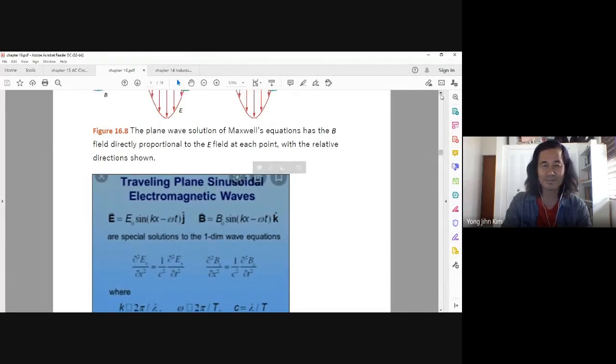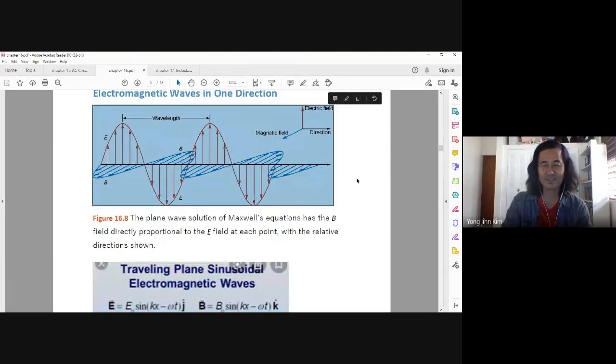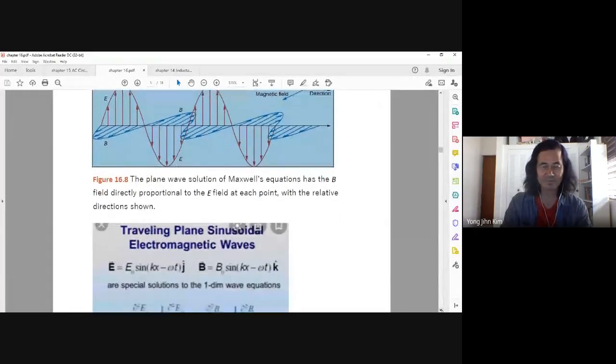So here, this is the x direction, this is the y direction. The electric field is oscillating in the y direction, the magnetic field is oscillating in the z direction.